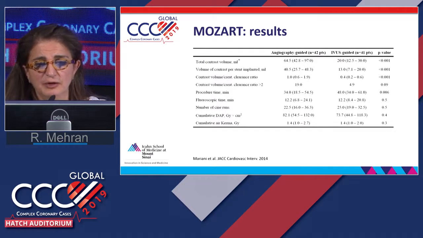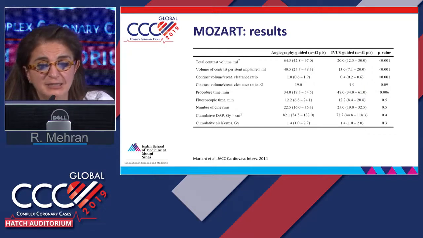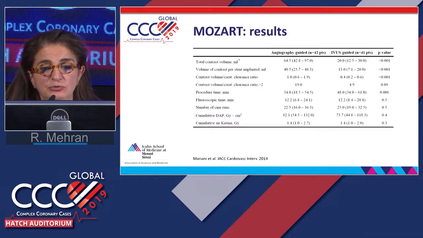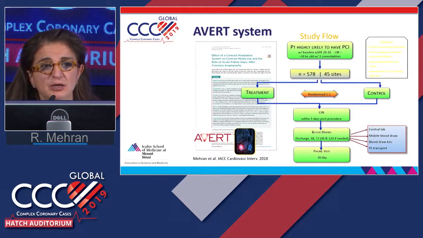And if you look at this, and I'm sorry if this is not coming across well, the total volume of the contrast media is significantly reduced, as is the volume per each stent deployed. Even the contrast to creatinine clearance ratio, which is an important one, was significantly reduced when you used IVUS guidance. So these parameters could be important predictors in reducing acute kidney injury.